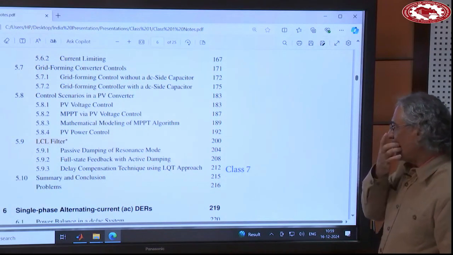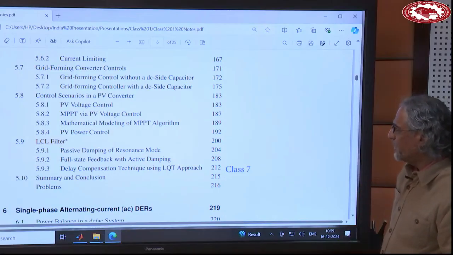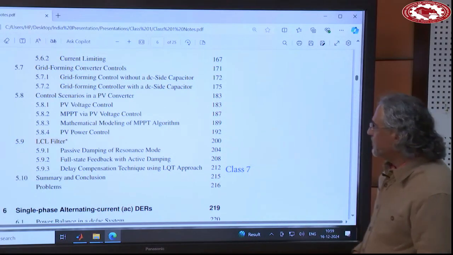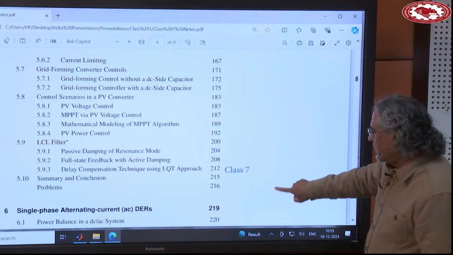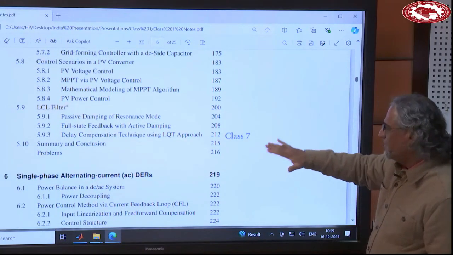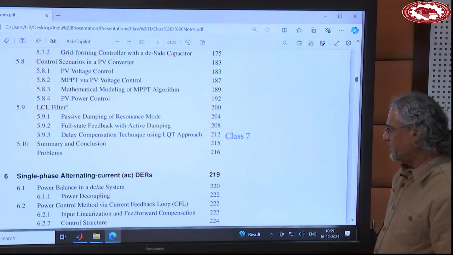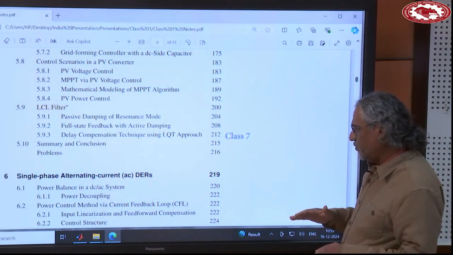We will also talk about maximum power point tracking, especially for the photovoltaic converters connected to the grid. Grid forming converter controllers. So by the end of this, we have covered DC distributed energy resources. Now we have AC. For AC, I broke it down into 2 chapters.